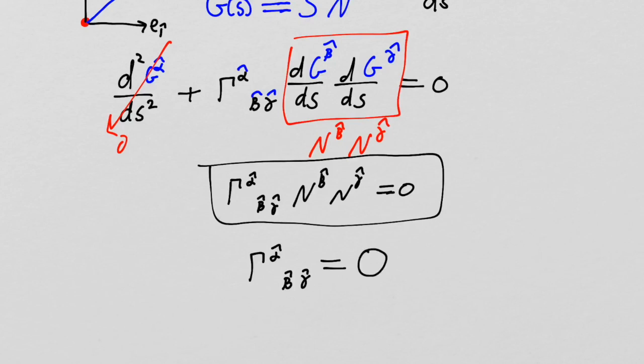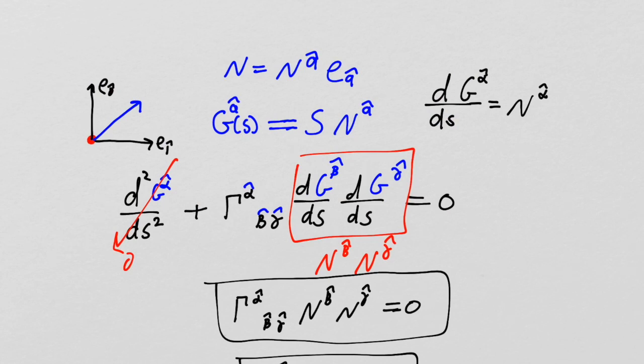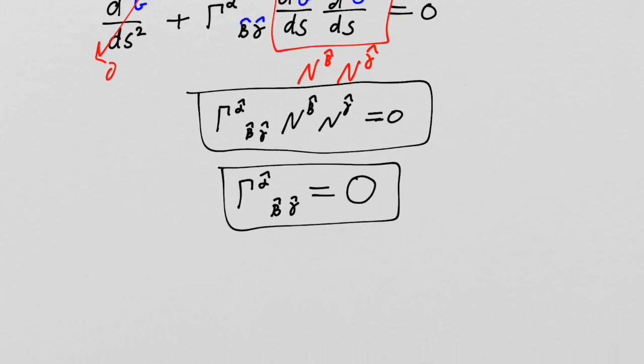The connection is equal to 0. And boy, does that simplify a lot of stuff. So in this coordinate system, the connection equals 0. That's because geodesics are straight lines in this coordinate system, and it's a direct consequence of the geodesic equation that the connection for Alice, if she uses this coordinate system, will be 0.